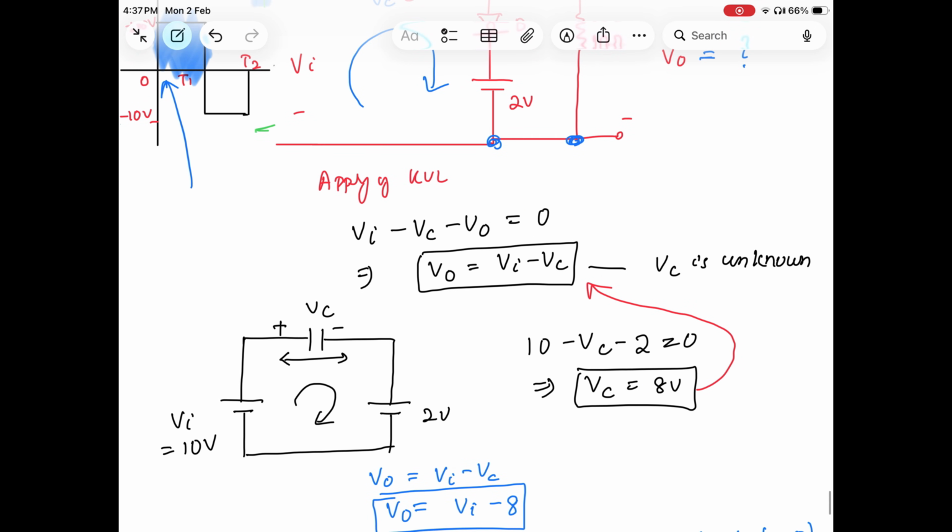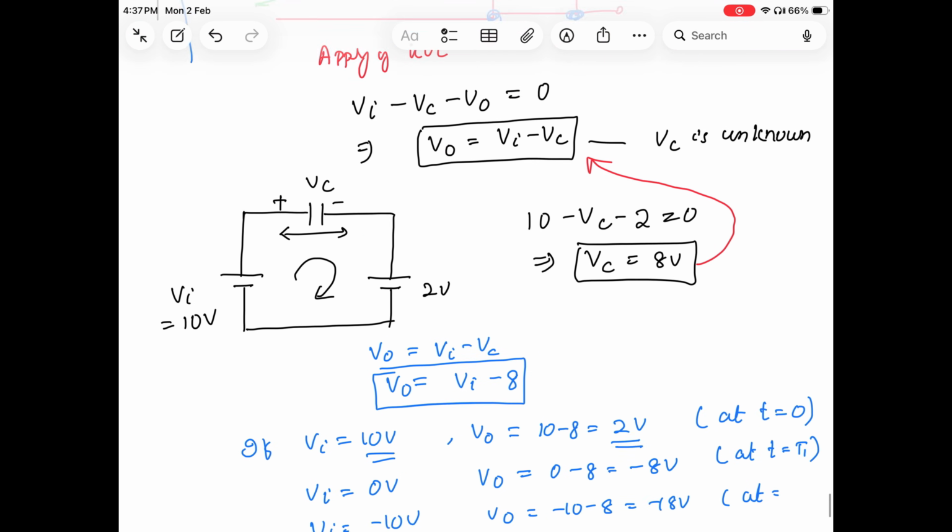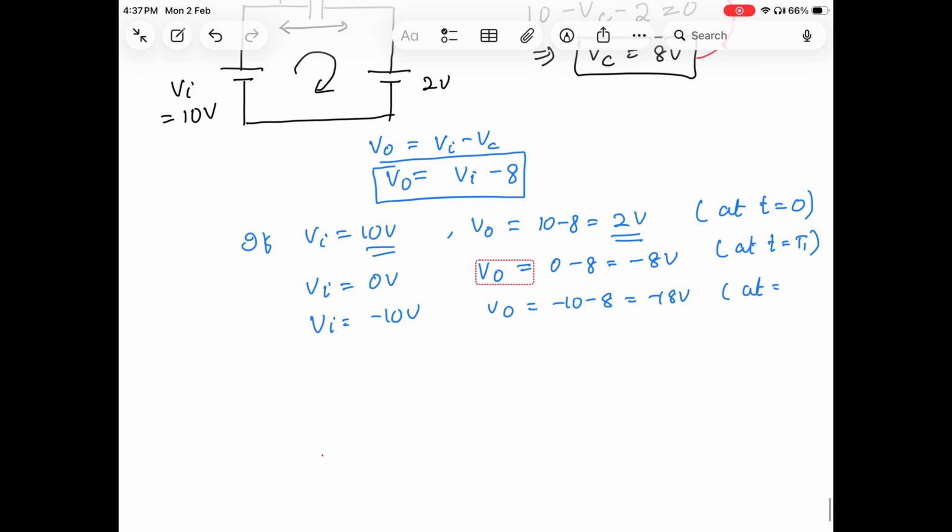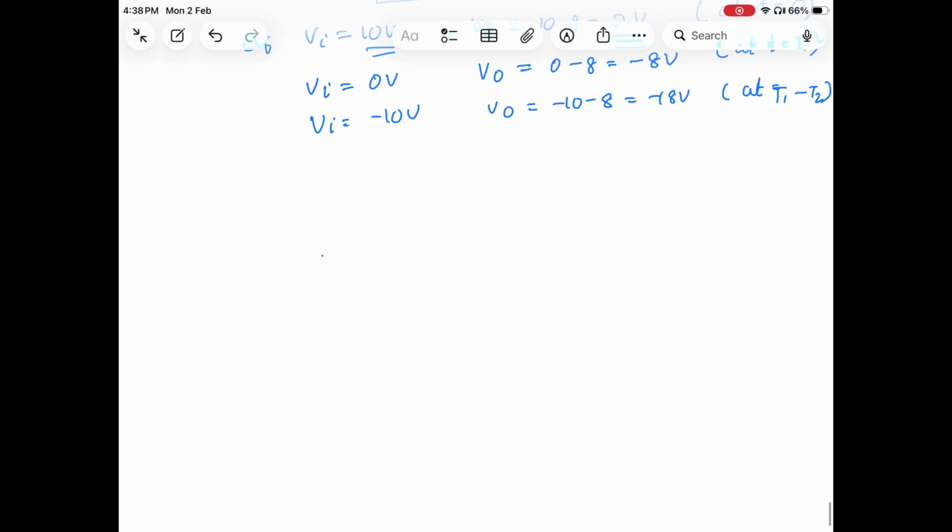If you see in the diagram, when I am getting input voltage of minus 10 volt, at that time I'll get output voltage equal to minus 18 volt. So this range becomes basically T1 to T2. Okay, so I got all the relationship between output and input. So let me draw the output waveform and input waveform by taking this table or whatever results I got. So this is your input waveform.